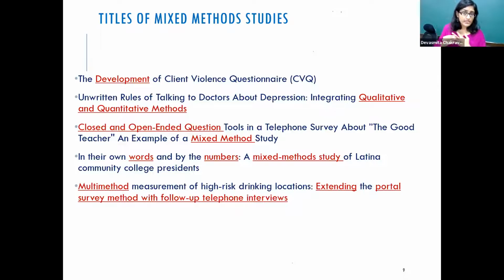You can use the word multi-method because mixed method, after all, is multi-method. You can talk of the method itself, the way you collected data, which is survey and interview. You can talk about closed-ended questions, open-ended questions. You can talk about words. You can talk about numbers.